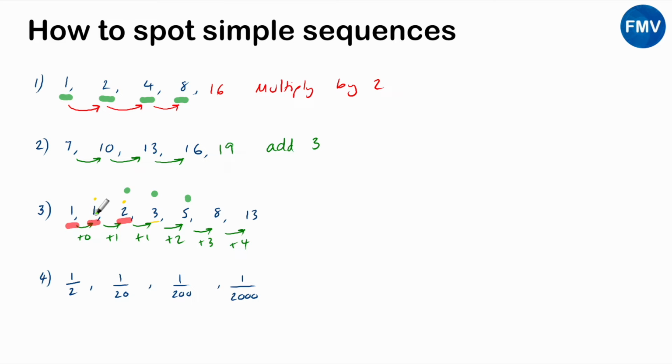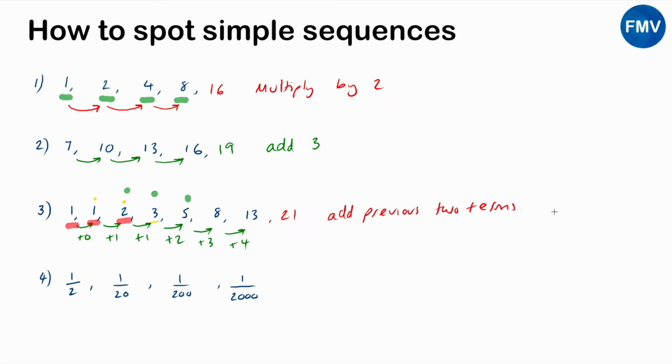This one is 1 plus 1, which is 2. This one here is 2 plus 1, which is 3. This one, 3 plus 2, which is 5. This one, 5 plus 3, which is 8. And this one, 8 plus 5, which is 13. So our next term will be the 13 plus the 8, which is 21. So this one is you're adding the previous 2 terms.